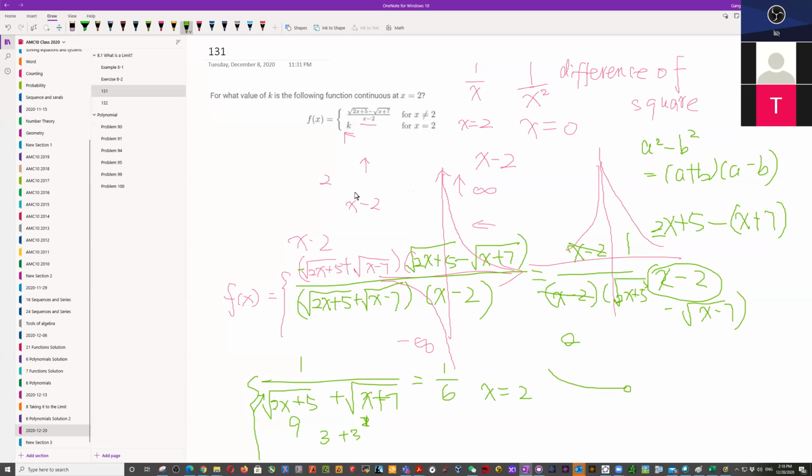It's going to be a hollow point. Since both sides are approaching from both sides, it's going to be 1/6. If we just fill in the hollow with k equals 1/6, then basically the whole line will be continuous at this point. So this is just the concept of filling in an artificial value at a point which is almost continuous.